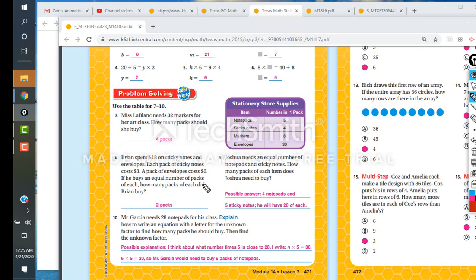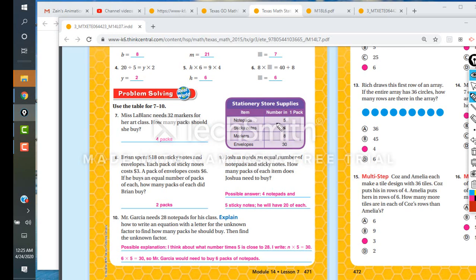Okay, where are we? Number 9. Joshua needs an equal number of notepads and sticky notes. How many packs of each item does Joshua need to buy? So Joshua needs an equal number. Now we're looking at the numbers. So an equal number of notepads.